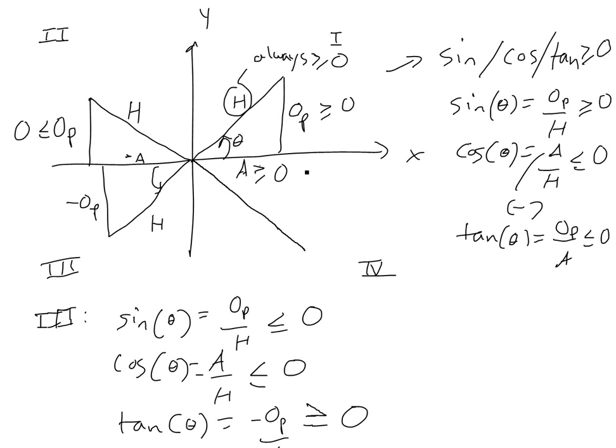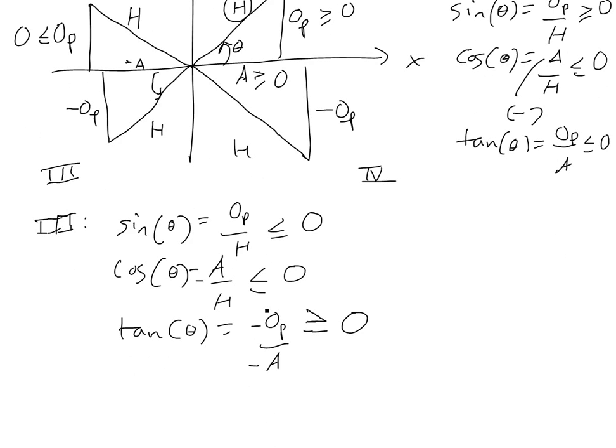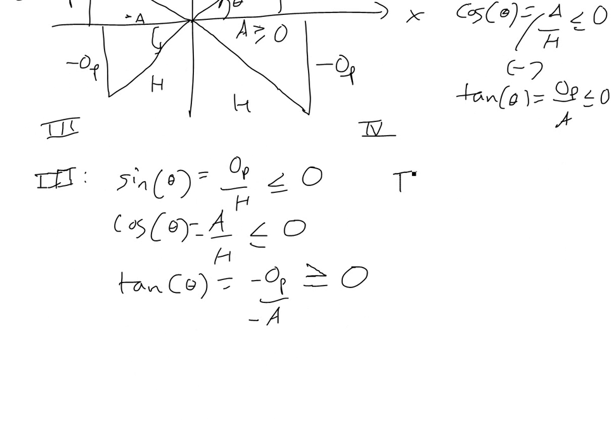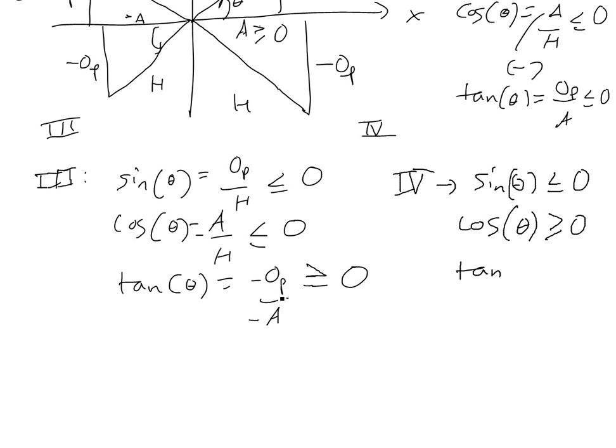Now if you look at the fourth quadrant, let me make it bigger like this. This one you have a negative OP, H, and a positive A. So for the fourth, sine is less than 0 because this is negative. Cosine would be greater than 0 because A is positive. And tan is opposite over adjacent. Opposite is negative, adjacent is positive, so this one is less than 0.